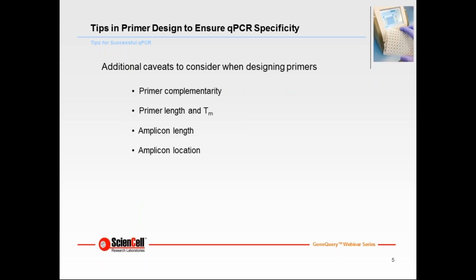Other than the basic primer features I just mentioned, we have a few more tips for you to consider when designing primers to ensure qPCR specificity. These include primer complementarity, primer length and Tm, amplicon length, and amplicon location. In the next few slides, we will take a look into them in detail.